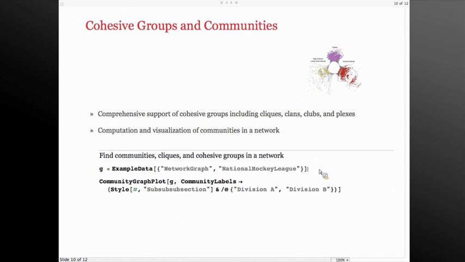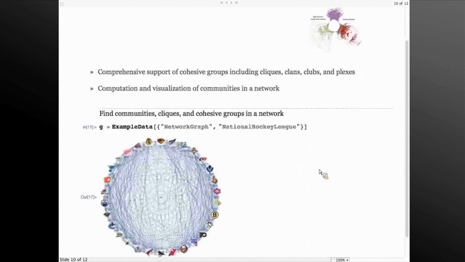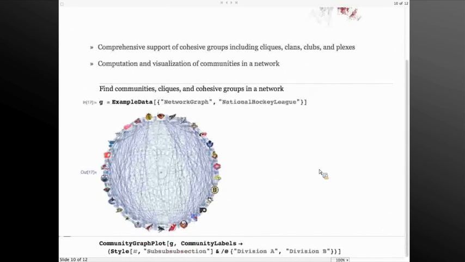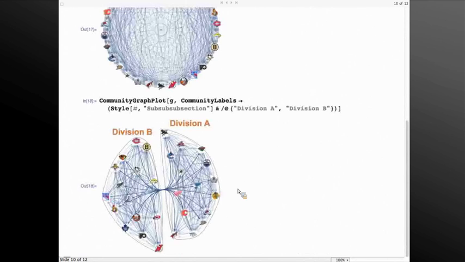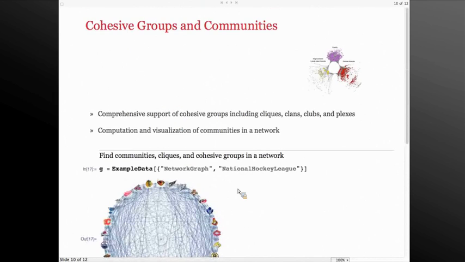In this example below, we take the 2010 National Hockey League games. There are games between all the teams, and you can wonder what the different divisions are. If you use CommunityGraphPlot, in a second you can detect the communities and see the divisions in your graph, in your social network. So this is one of the applications of community detection.